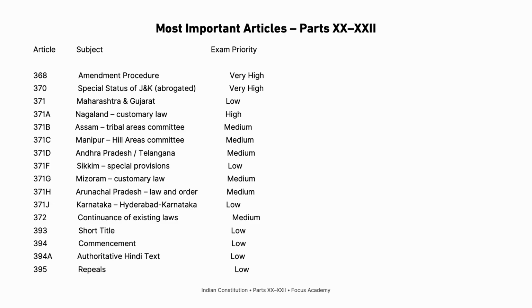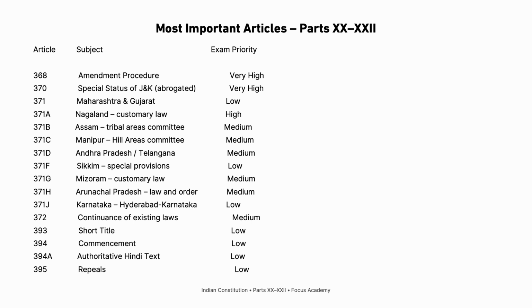Now Andhra Pradesh's capital is Amaravati. So again, this is medium. Sikkim very low, not necessary. Mizoram again, since northeast, medium. Arunachal Pradesh medium. Karnataka, Hyderabad Karnataka low. Continuance of existing laws medium. Short title very low. Commencement, authoritative text, repeals very low, not necessary.